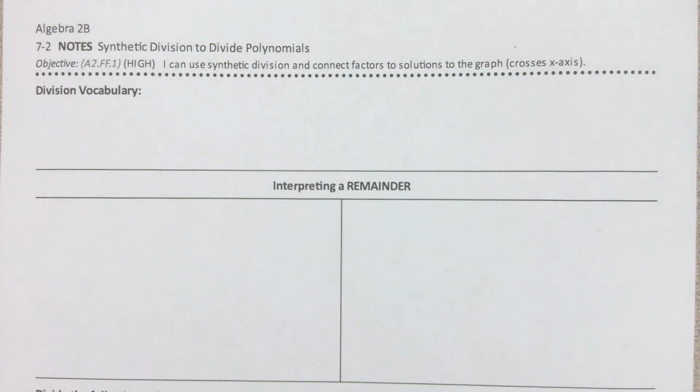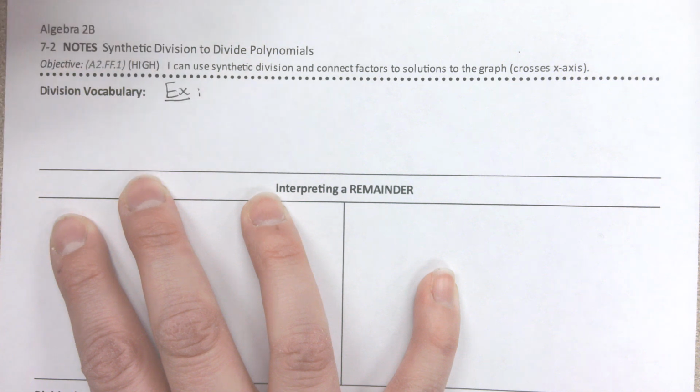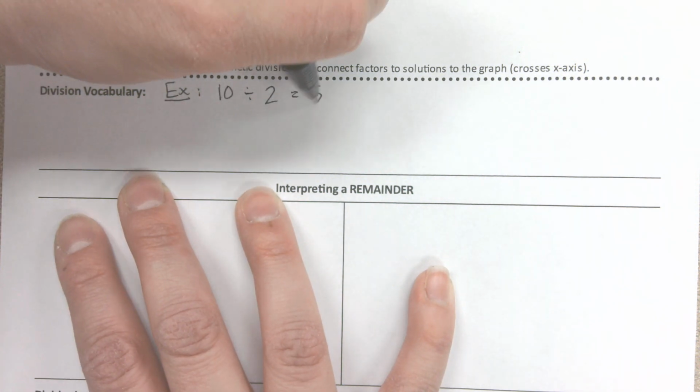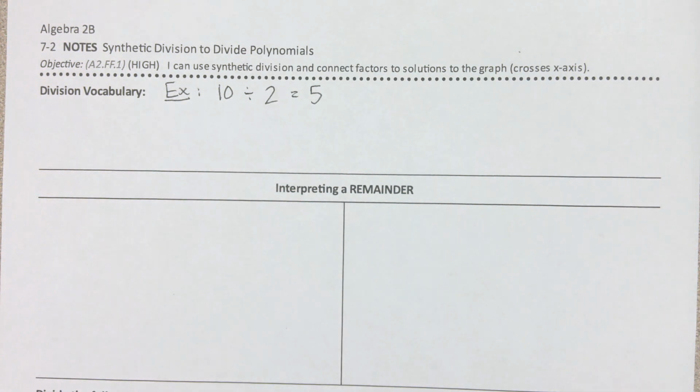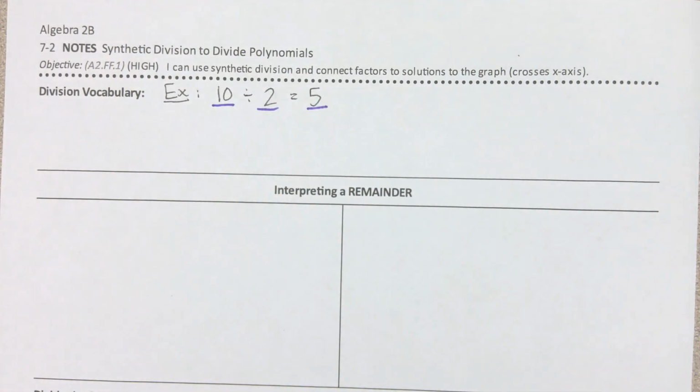Before we do synthetic division, I'm going to throw it back to when you very first learned division back in elementary school and go over some basic terms. And just so we have an example to look off of, let's say we have the problem 10 divided by 2. Hopefully you know that that is 5. The numbers, each one of them is in a specific spot and it has a specific name based on where it's at in the problem.